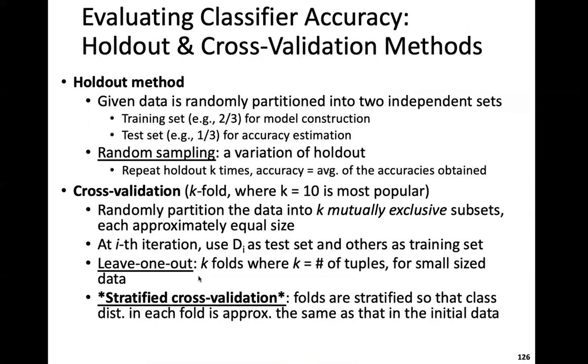Another one is called k-fold, where k equal to 10 is pretty popular, and that is a random partition into k mutually exclusive subsets which are approximately the same in size. You can have leave one out, and other strategies like stratified cross validation, where the folds are stratified so the class distribution in each fold is approximately the same as in the initial data.